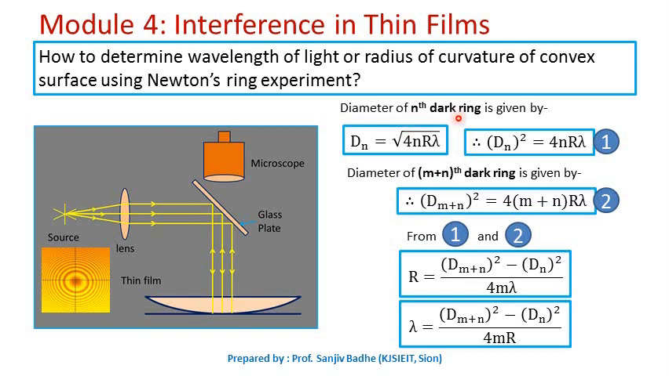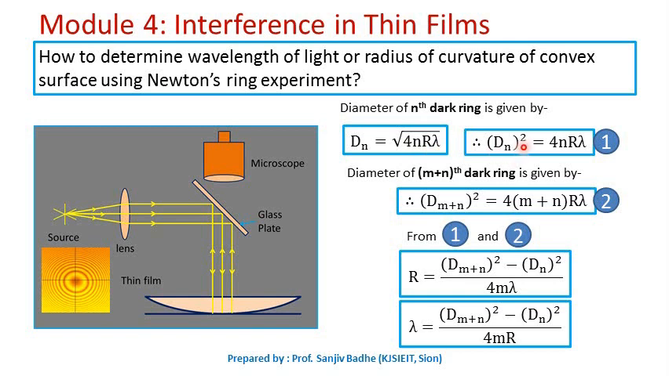Diameter of nth dark ring is given by dn equal to square root of 4 nr lambda upon mu, where r is radius of curvature of this convex surface, lambda is wavelength of light used in the experiment, and mu is refractive index of the film enclosed between the spherical surface and the plane surface. For air film, this mu can be taken as 1 and therefore diameter of nth dark ring can be written as dn equal to square root of 4 nr lambda.